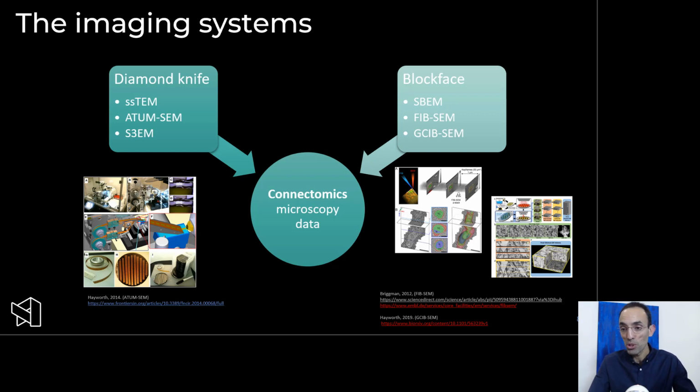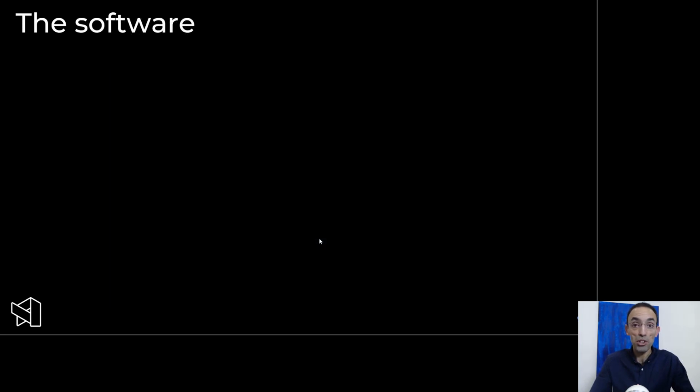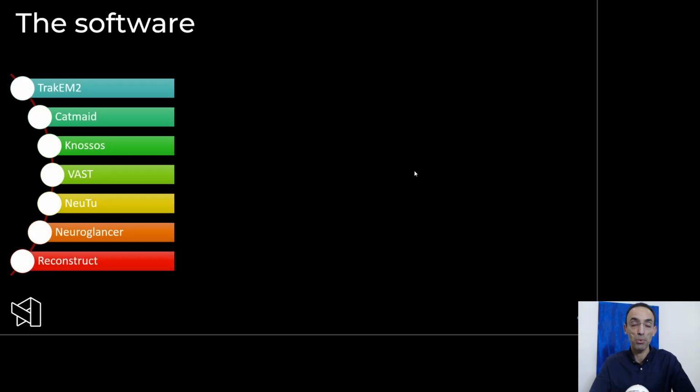There are now hybrid approaches like the GCIB-SEM, in which thicker slices are cut and then imaged with SEM as you would with a FIB-SEM. Whether you use one or the other type of imaging modality for electron microscopy, the images will be enormous. It's typical that there will be several terabytes and even petabytes for the bigger studies that are happening now. So for this, you need dedicated software.